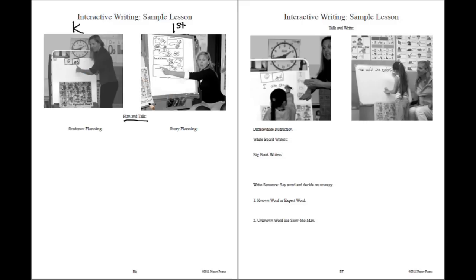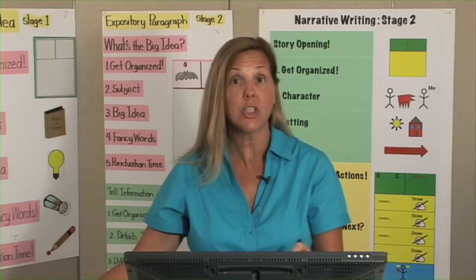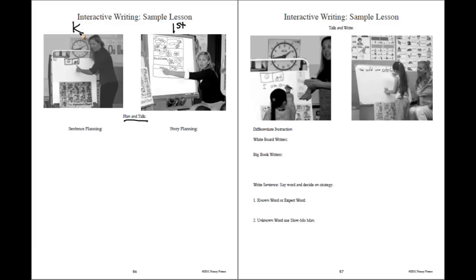First grade, I have my alphabet, but I also have my butcher paper or whiteboard where I'm planning out the story in front of the kids. I suggest that you put your plan on butcher paper so that you can constantly come back to it when you're writing. So let's look at what this looks like. Kindergarten, for interactive writing, you will be planning one sentence, planning and talking one sentence. First grade, you'll plan a story.